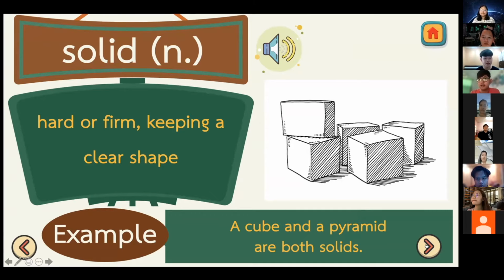Solid, which means a solid keeps its shape, like a bowling ball or a carrot. If you drop a bowling ball, it still keeps its shape, right? For example, a cube and pyramid are both solids. Okay. V, can you read this example? Example, a cube and a pyramid are both solids. Okay, good. Let's move to the next word.